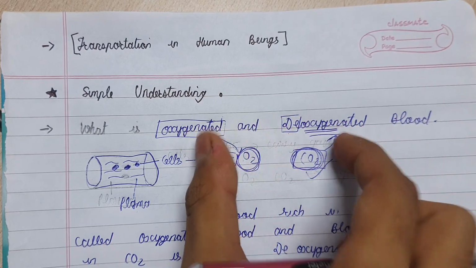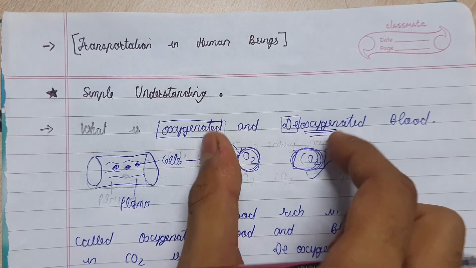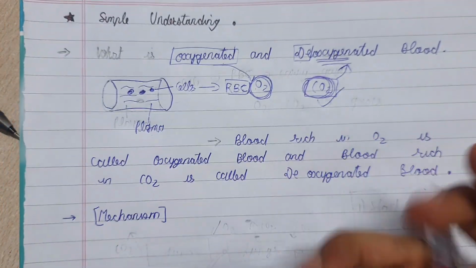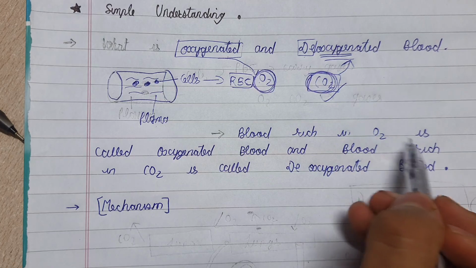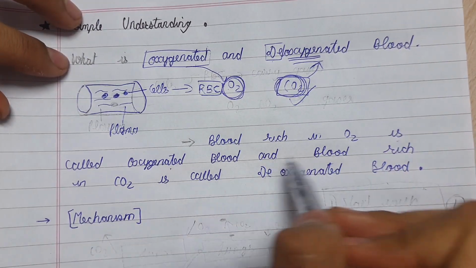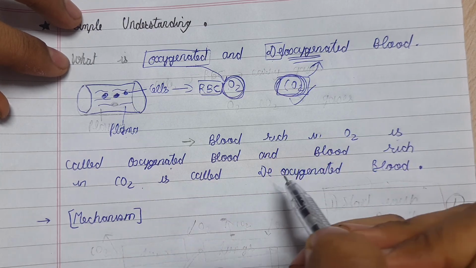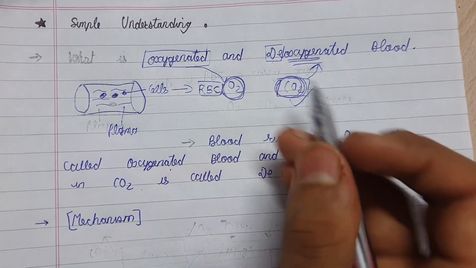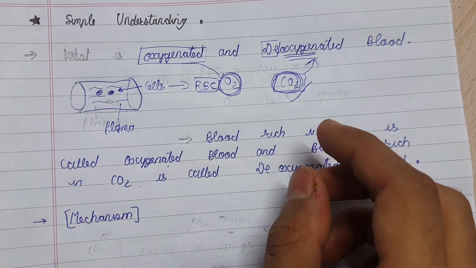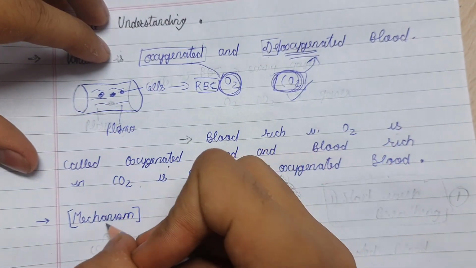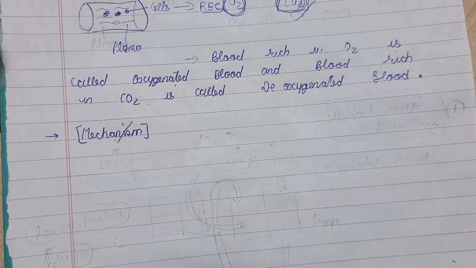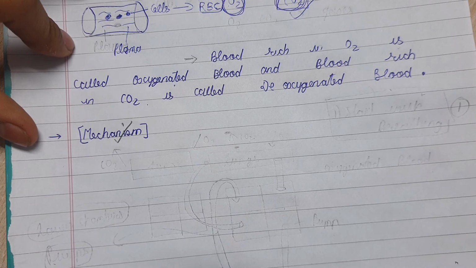These two words form the basis of the circulatory system, so it's very important to understand them. The blood rich in oxygen is called oxygenated blood, and the blood rich in carbon dioxide is called deoxygenated blood. Now what we are learning here is the mechanism of how these gases are transported in our body.